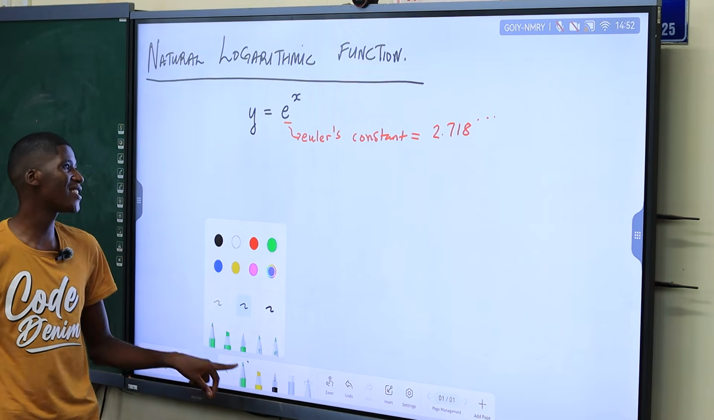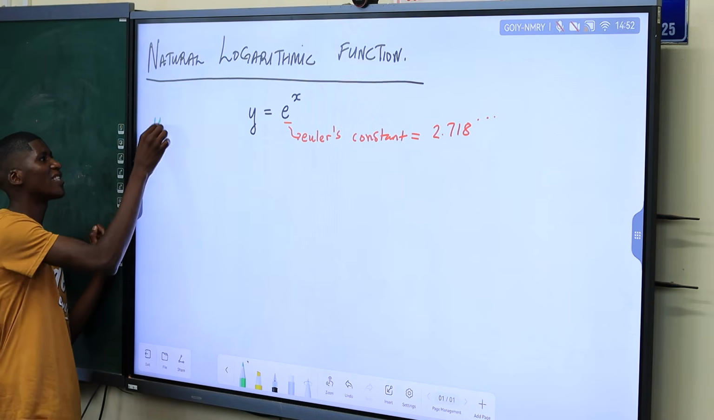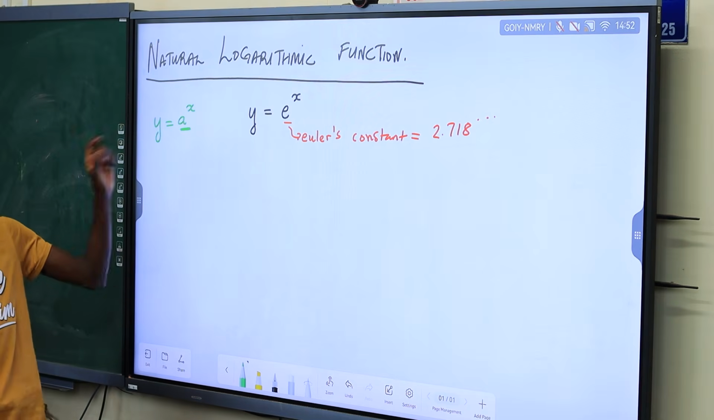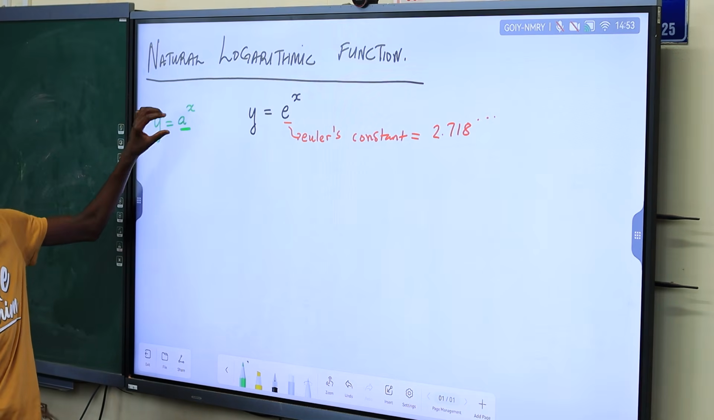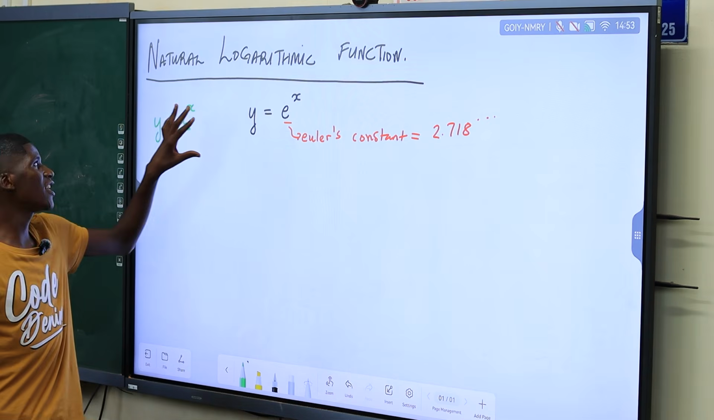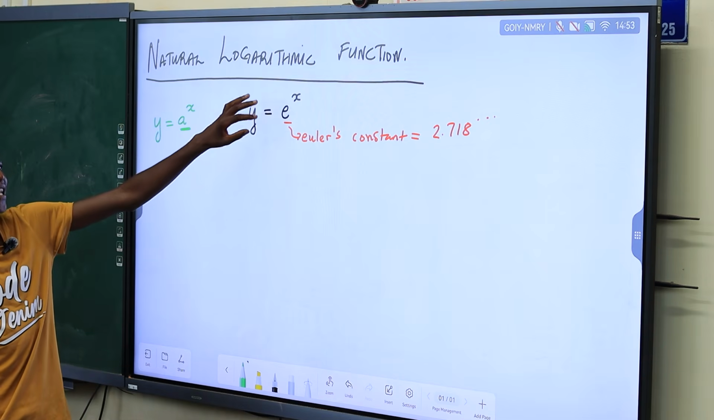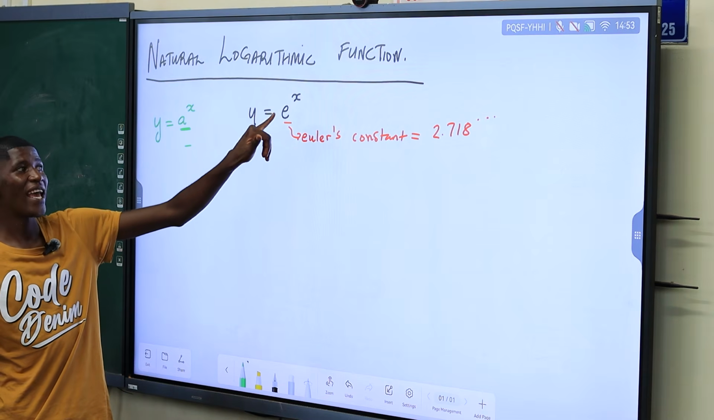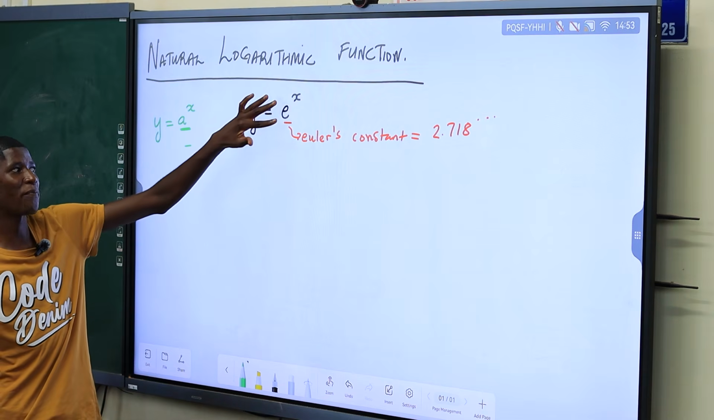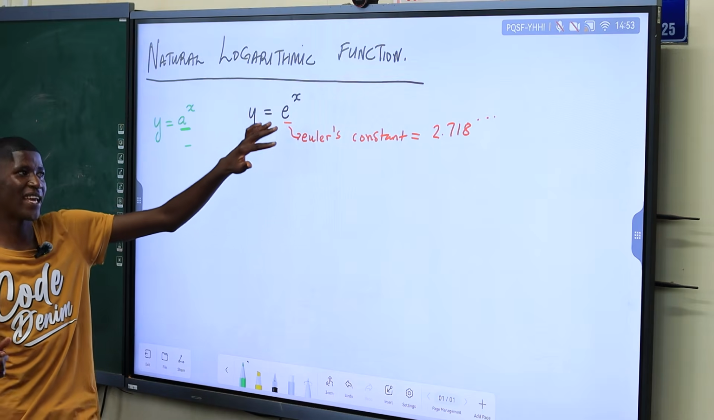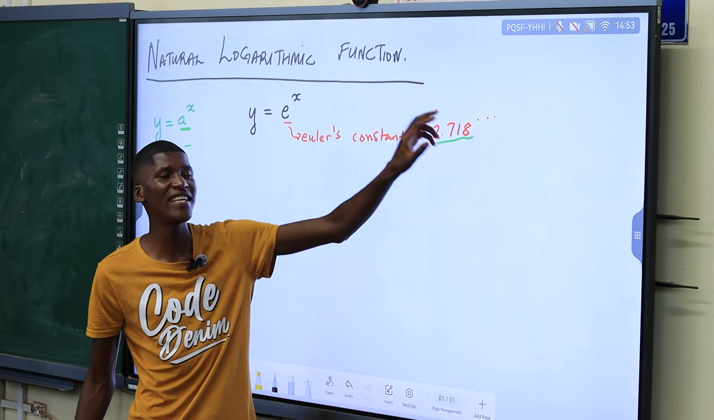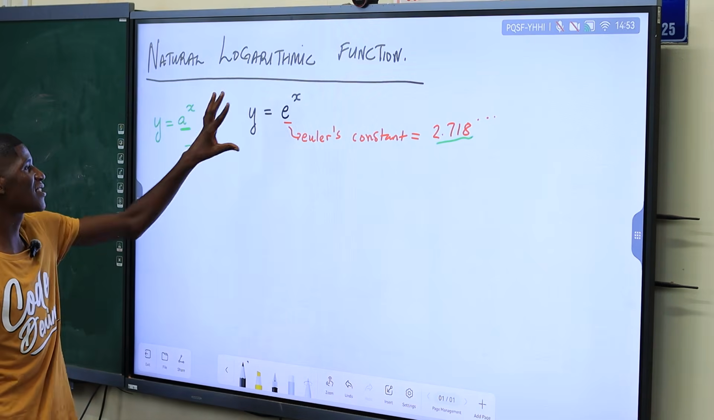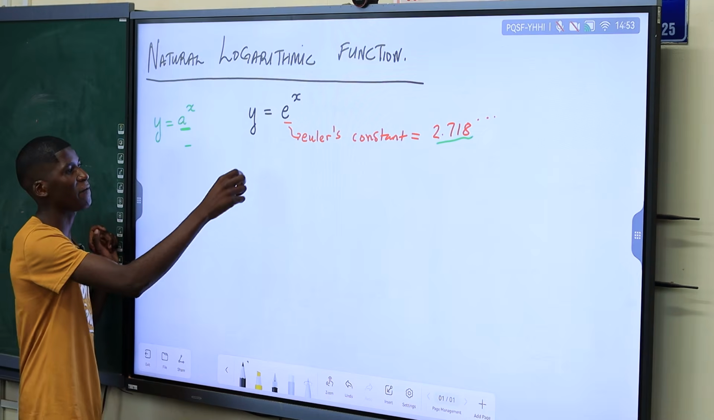And exponential functions, we know them from high school. We see it is y is equal to a to the power of x, whereby a is a number, or it is the base. So what makes this exponential function different is that it has got the base which is e. And e is not a variable here, it is a base, it is a number, 2.718.